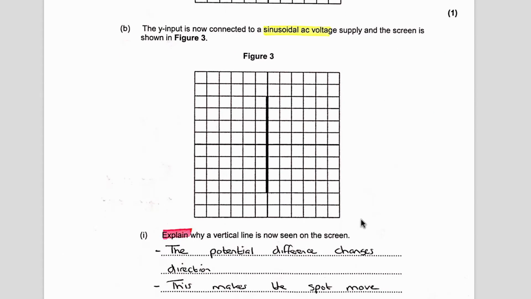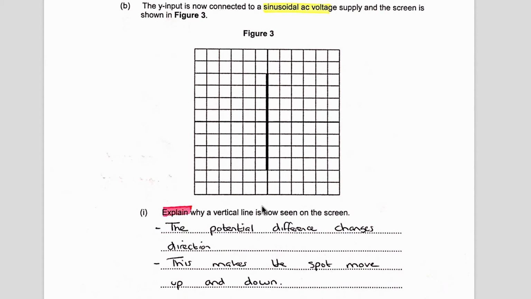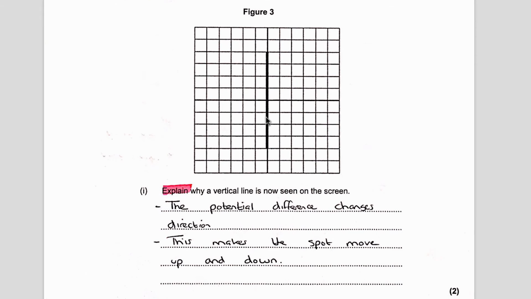In part B, they now take the Y input, so they take the input to our oscilloscope and they connect it to an AC voltage supply that's a sinusoidal one. So this is an alternating current. So the current will go one direction and then back in the opposite direction and so on. And they see this thing. So all they see is a line like this. And we're asked to explain why this vertical line is seen.